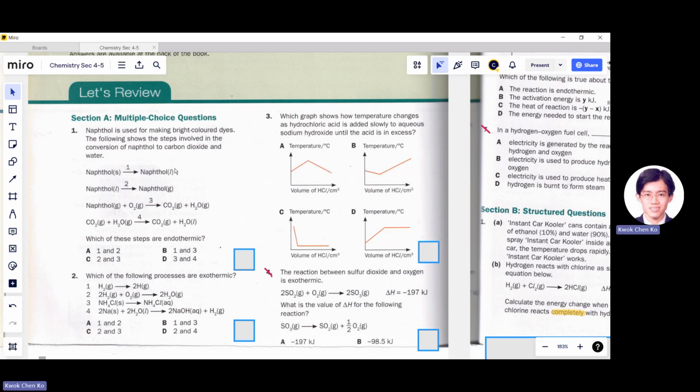What's the answer for question 1? I thought you were very confident already. Never mind, I'll tell you. Exothermic.